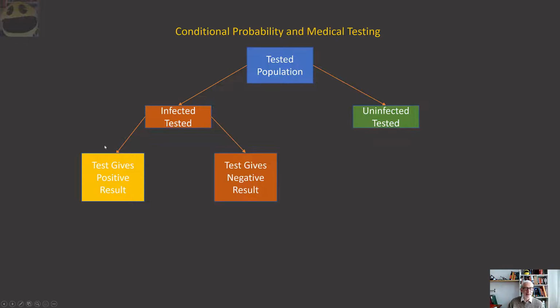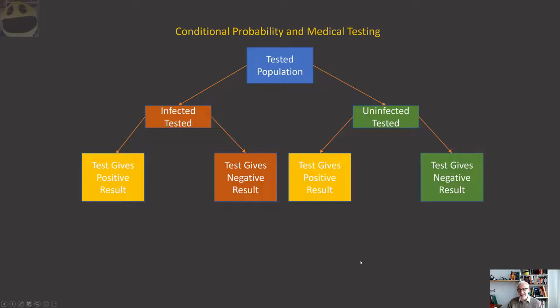We balance that with an infected person who gives a negative result, what we call a false negative, in that it should have detected the fact they were infected, but it didn't. And that happens with medical tests for a number of different reasons, which we don't want to go into here. So the uninfected test gives a positive result. That's a false positive. They are uninfected, but the test indicates that they are positive. And the final category, they are negative and the test shows that they are negative. So that's a true negative result.